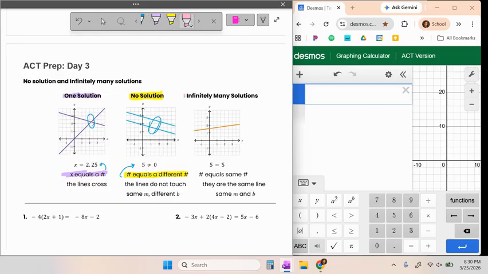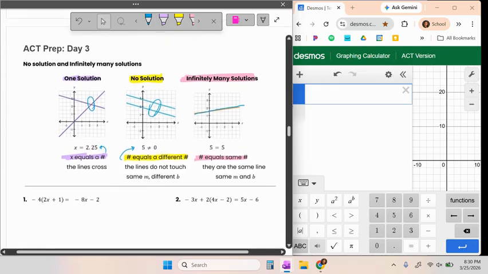And lastly, we have infinitely many solutions. So that means where they are practically just right on top of each other. A number equals the same exact number. They are the exact same line. They are essentially one right on top of the other.